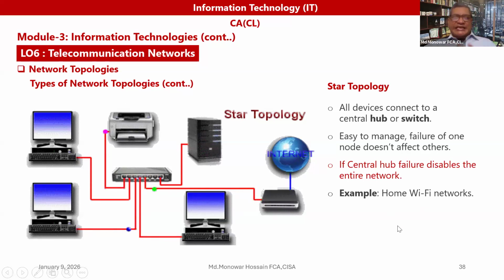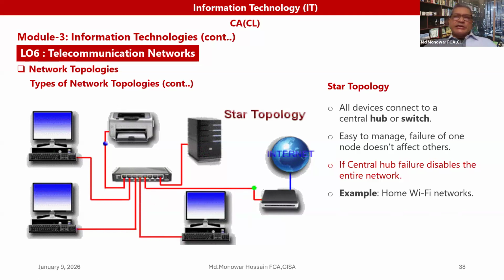So it's easy to manage, and failure of one node doesn't affect others, because if this one fails to connect, the others are working. So easy to manage, and failure of one node does not affect others. And if the central hub fails, it disables the entire network. So, for example, our home Wi-Fi network. If the central Wi-Fi router fails, then we will not be able to connect to the Wi-Fi.